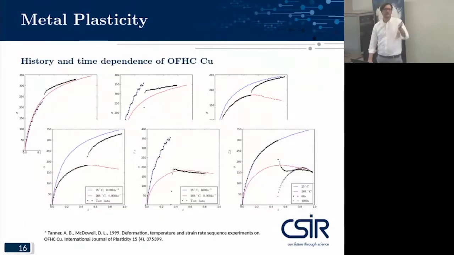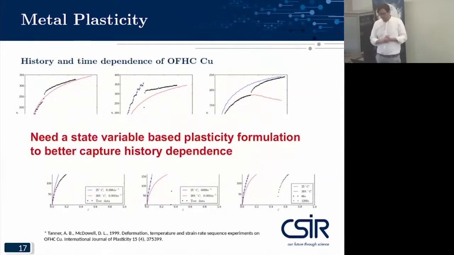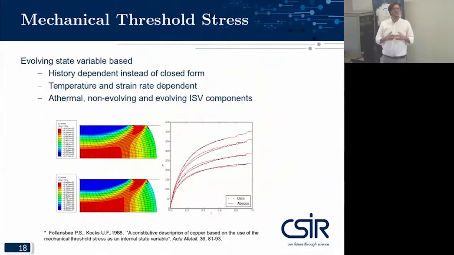Here again, the same thing. Down on the far right, you can see the effect of waiting for a bit longer on recrystallization, just in terms of time effects, not even rate effects. So very clearly, we need a state variable-based plasticity formulation that better captures this history dependence. One such model is the mechanical threshold stress model. This model does not take into account thermal diffusion and recrystallization, but it is a fairly well thought out and physically based, state variable based model that has temperature and rate dependence.